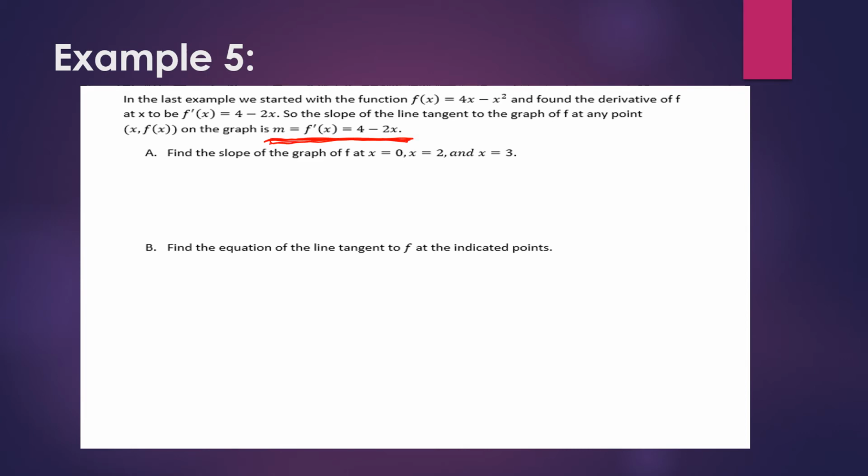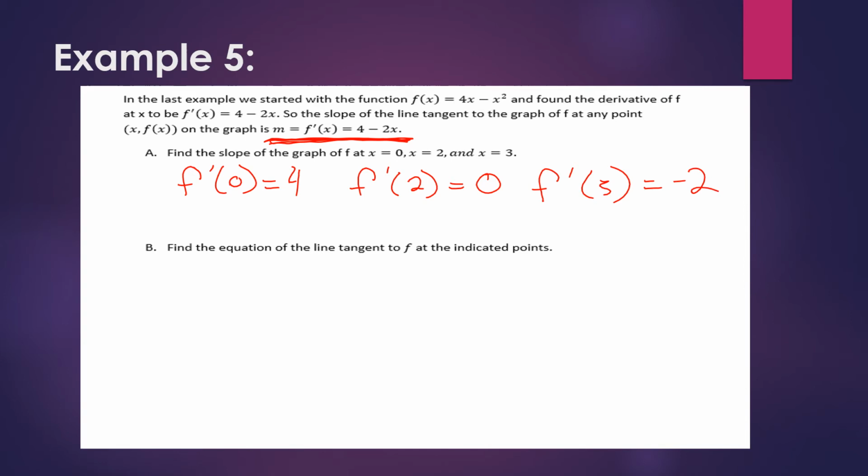So for A, it says find the slope of the graph at x equals 0, x equals 2, and x equals 3. So that's pretty easy. It's actually going to just be f prime of 0, f prime of 2, and f prime of 3. So if you plug in 0 for f prime, you're going to get 4 minus 2 times 0, which is 4. If you plug in 2, you're going to get 4 minus 2 times 2, which is 4 minus 4, or 0. And if you plug in 3, you're going to get 4 minus 2 times 3. So 4 minus 6 is negative 2.